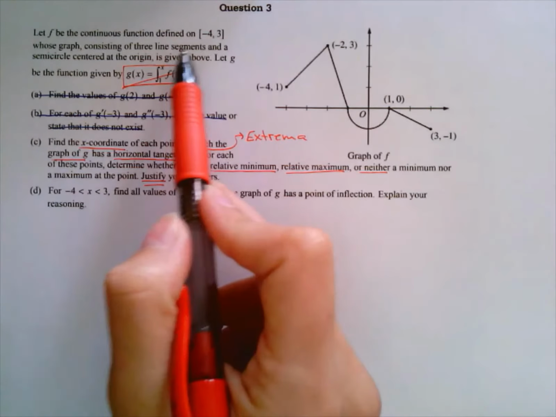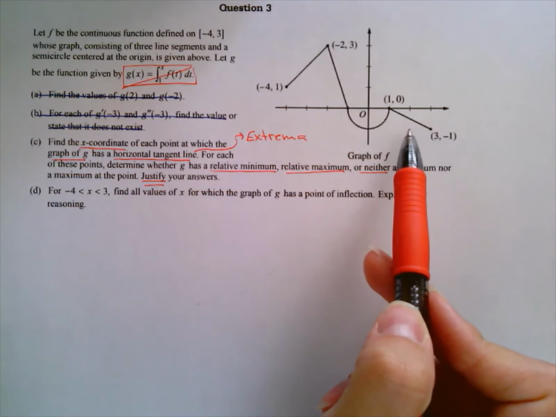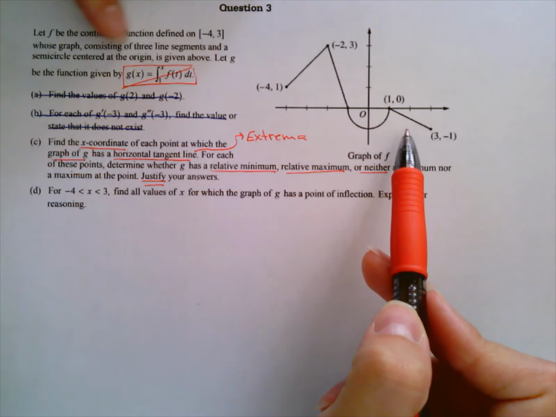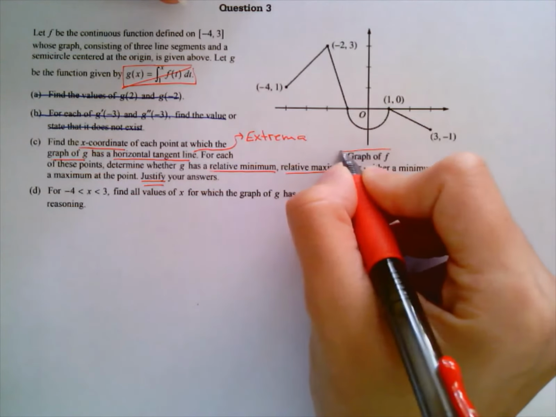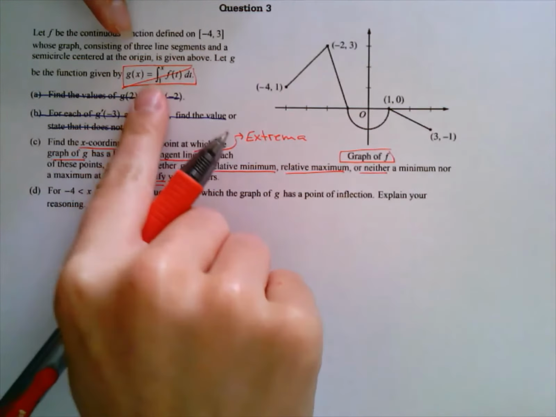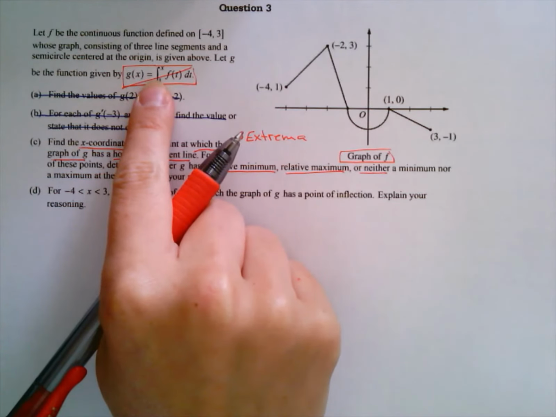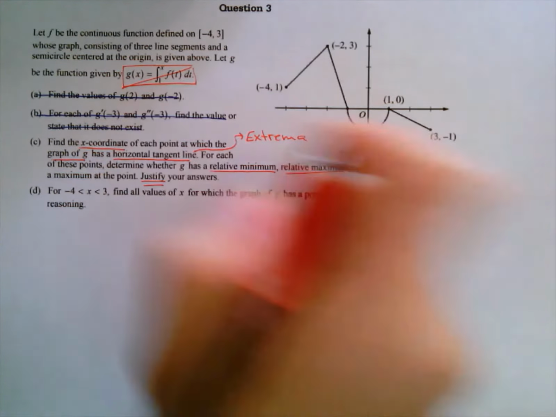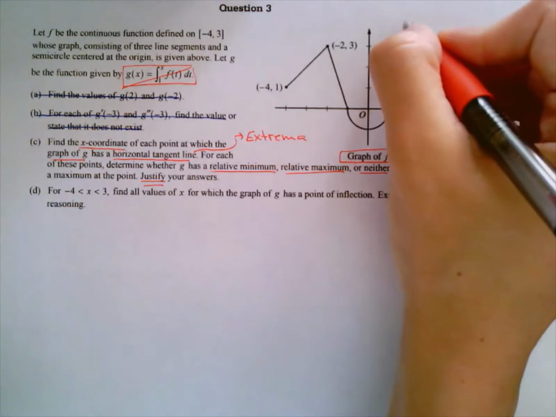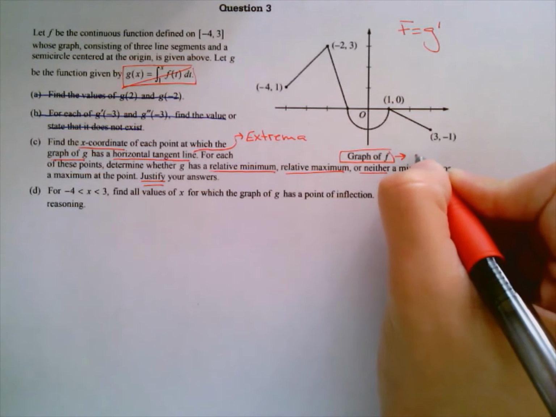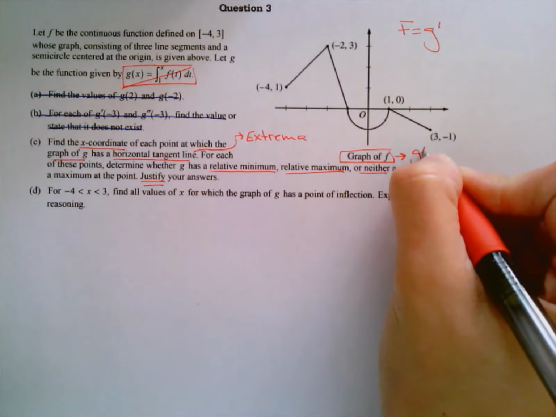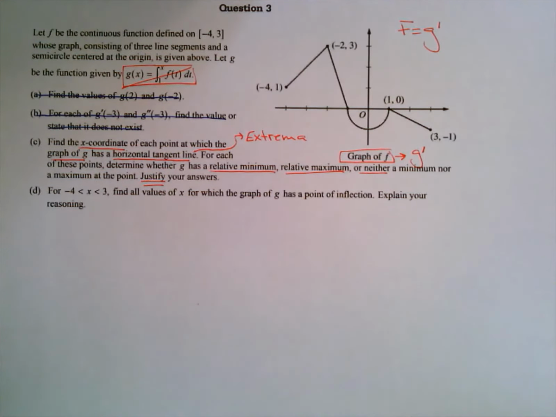So f is a continuous function from -4 to 3. It consists of 3 line segments and a semicircle. And the graph of f, I'm going to give you this information because you would understand it once you learn integration. But this information means that f is G prime. So really, this is the graph of G prime. And again, don't worry about that. You will learn that in chapter 4. I just want to go over the information of max and mins, okay?